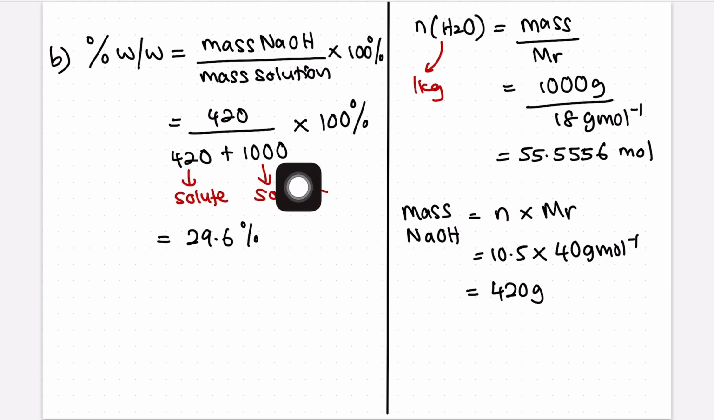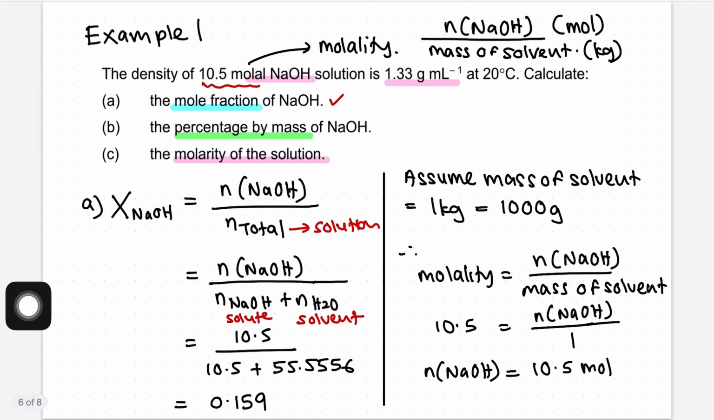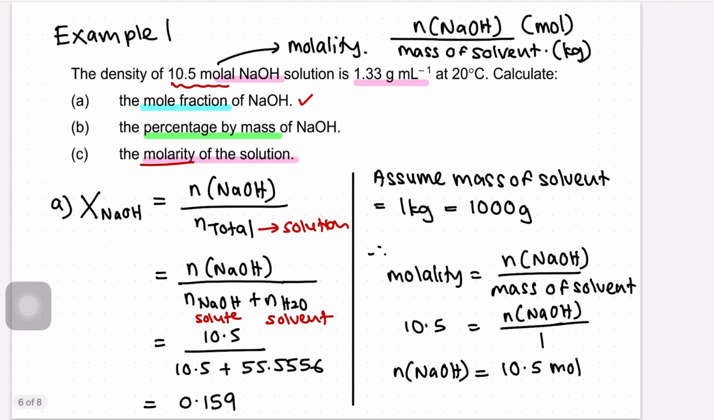So mass of sodium hydroxide is on top, bottom would be mass of solution. How do we find mass of solution? We can add mass of solute plus mass of solvent. So solvent, water was 1000 grams and solute was 420, and that would give us mass of solution. And the percentage by mass of sodium hydroxide in this solution is only 29.6%. All right, and the last question will be molarity of the solution.